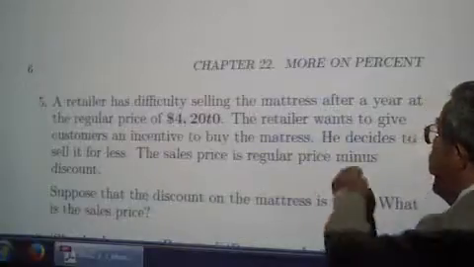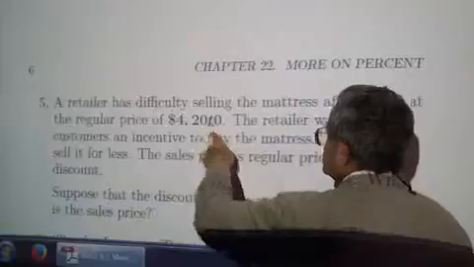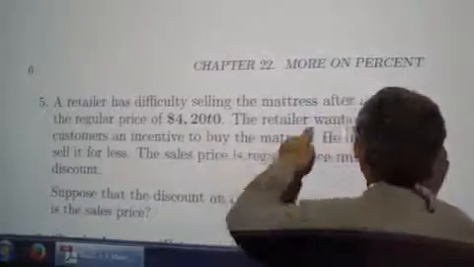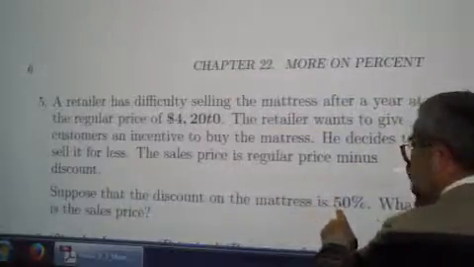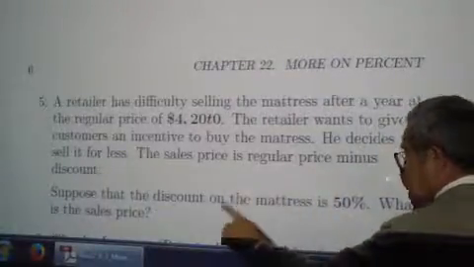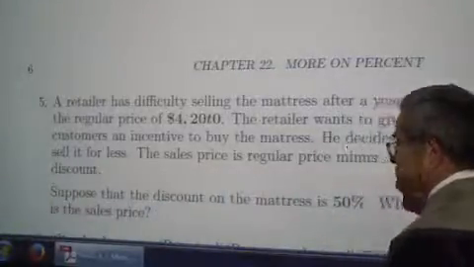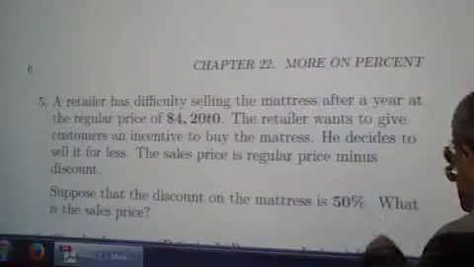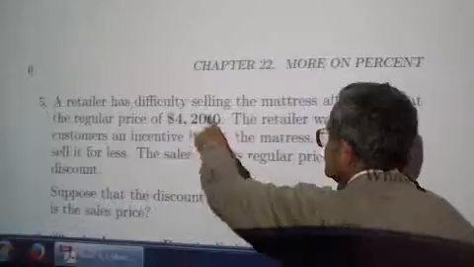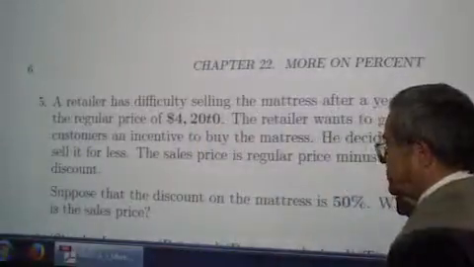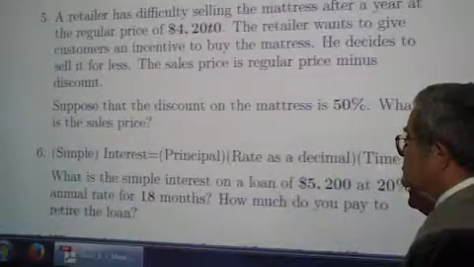A retailer has difficulty selling, so the regular price was $4,200, and the discount rate is 50%. What is the sales price? So 50% of 4,200. It's a discount problem.